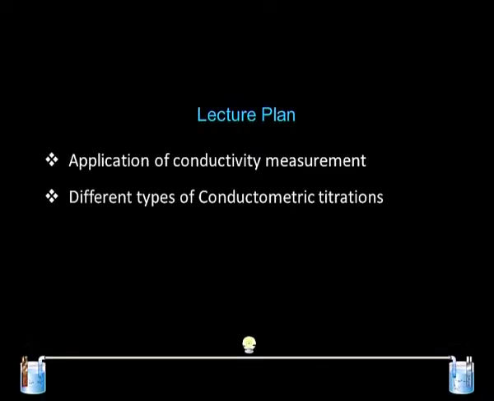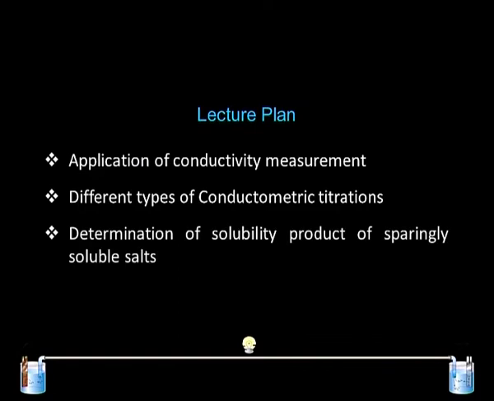The first topic I am going to cover in this lecture is the application of conductivity measurement and the different types of conductivity titration we can do, and the other application we can look forward to is the solubility product of sparingly soluble salt and the ionic product of water.